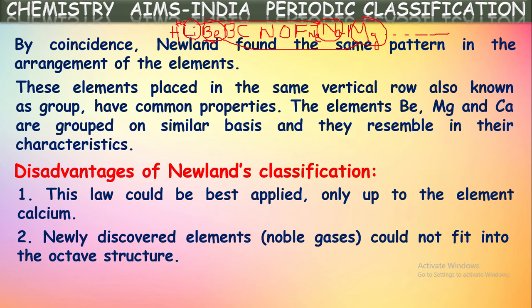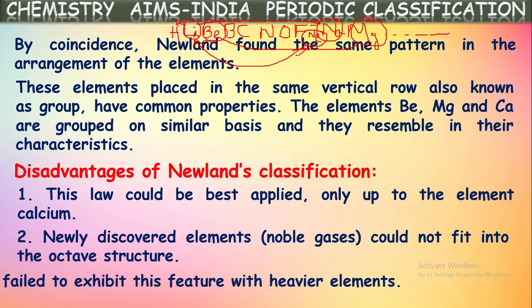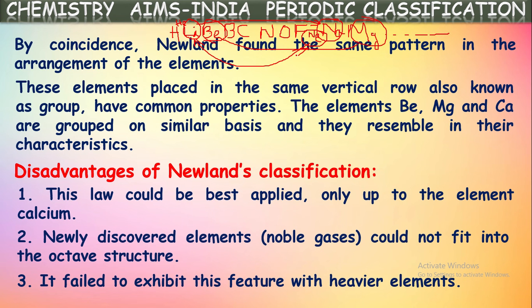Now, after writing neon here, if we observe lithium, the consecutive eighth element will not be sodium, because if you count from lithium 1, 2, 3, 4, 5, 6, 7, 8, neon is the consecutive eighth element for lithium, and these two have entirely different properties. In this way, the discovery of new elements, the noble gases, led to the failure of Newlands' classification. One more: it failed to exhibit this feature with the higher elements. As we said in the first point, it is applied only for a few elements, up to calcium only.